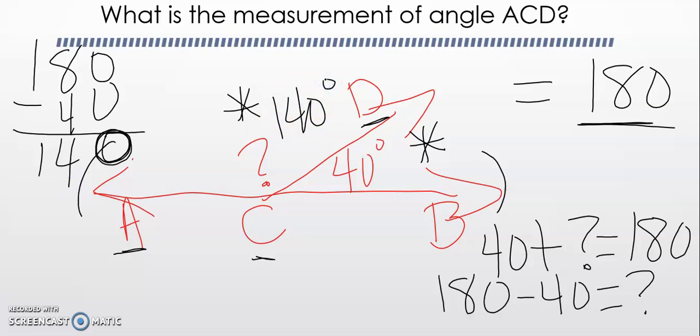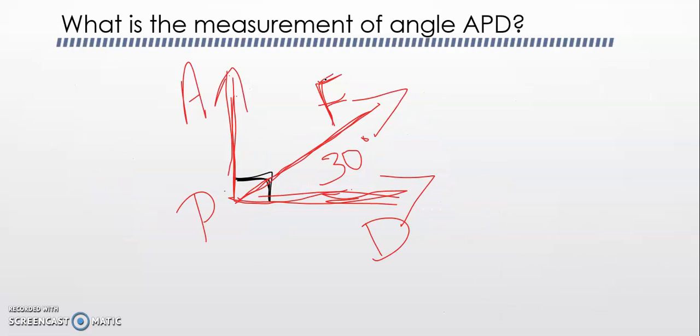Next question. Remember to press pause and try to work it out yourself, then press play to hear me explain. All right, when I look at this, the question says, what is the measurement of angle APD? So I'm only focusing on A, P, and D. What is the measurement of A, P, and D?